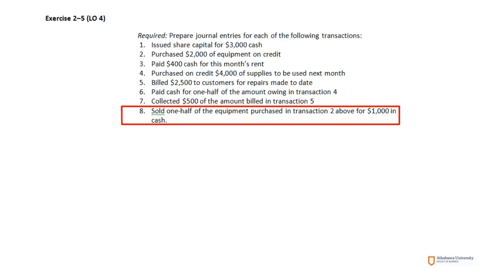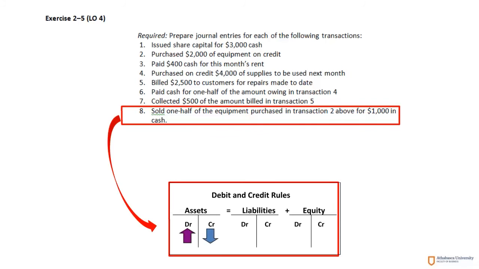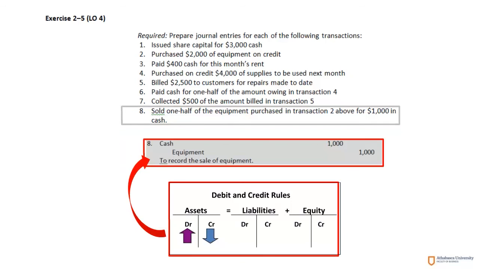In number 8, 1/2 of the equipment purchased in transaction 2 was sold for cash of $1,000. Cash, an asset, is increasing, and equipment, also an asset, is decreasing. So cash is debited and equipment is credited.